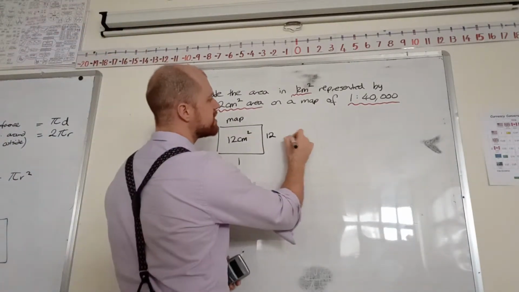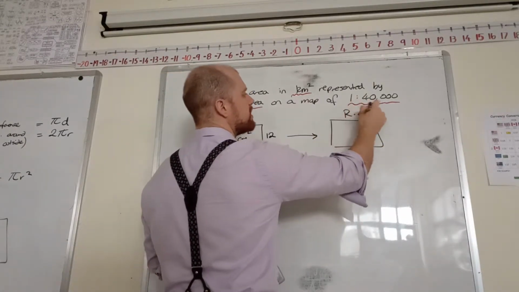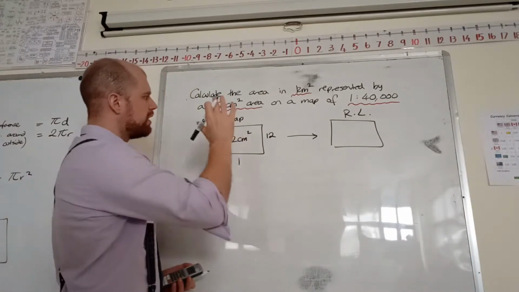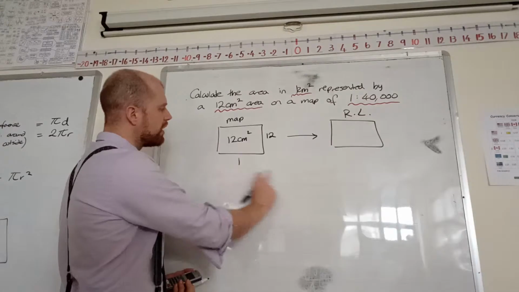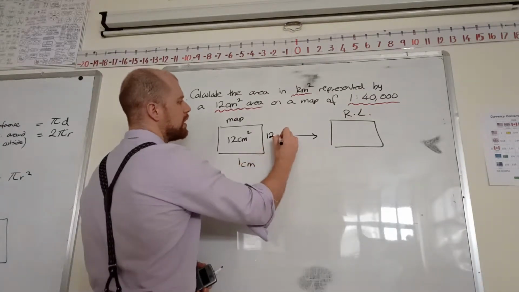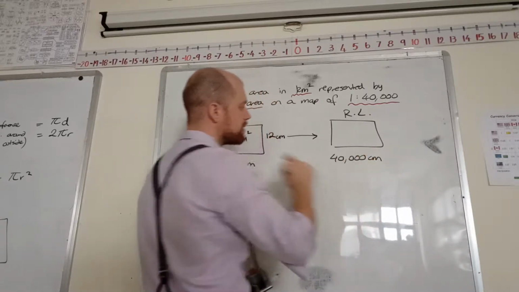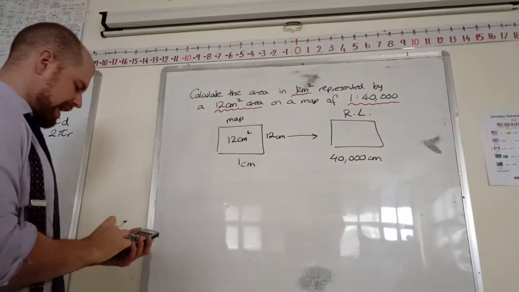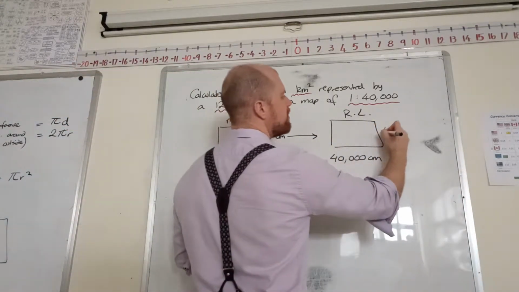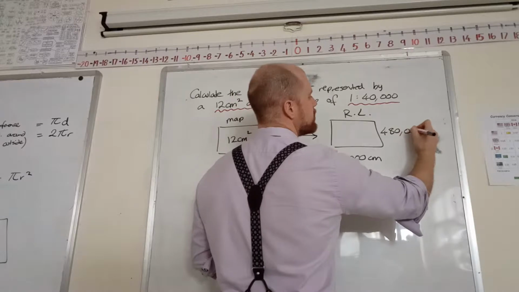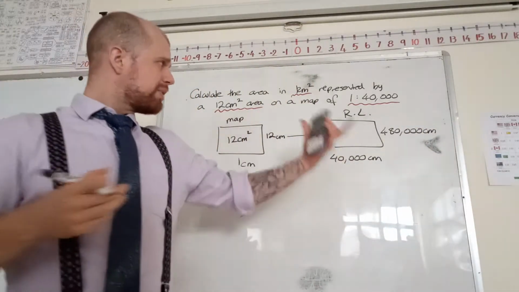Now I'm going to convert this into real life. So that was the map. This now, we'll call it R.L., this is real life. The ratio is 1 to 40,000. So 1 centimetre would be 40,000 centimetres, and 12 centimetres would be 480,000 centimetres. It's 12 times bigger. That's what this is in real life.